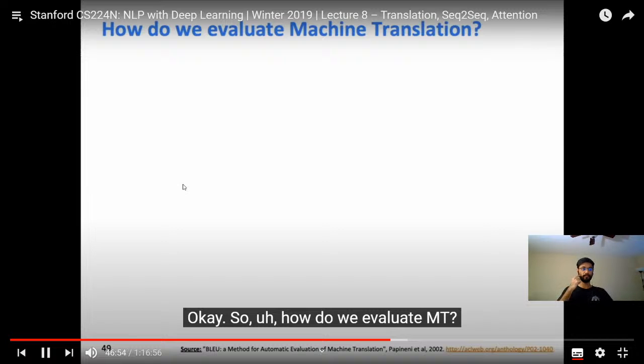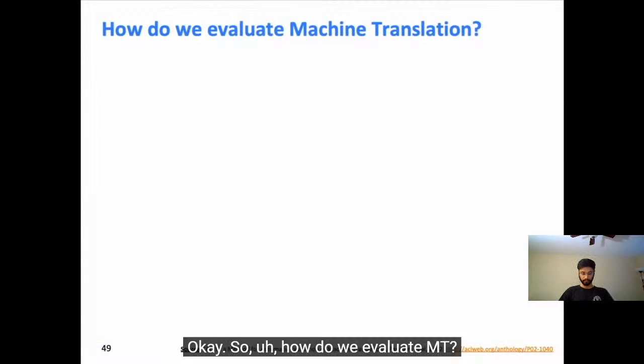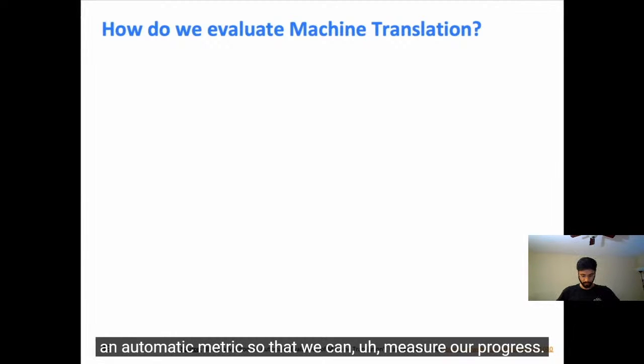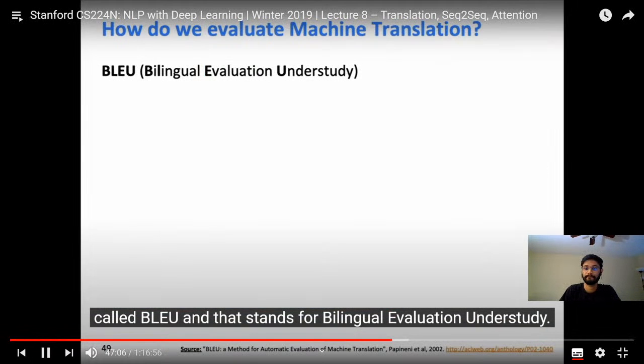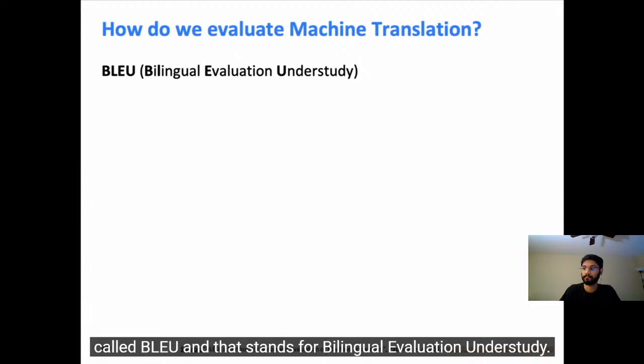Okay, so how do we evaluate MT? Every good NLP task needs to have an automatic metric so that we can measure our progress. The most commonly used evaluation metric for MT is called BLEU, and that stands for Bilingual Evaluation Understudy.